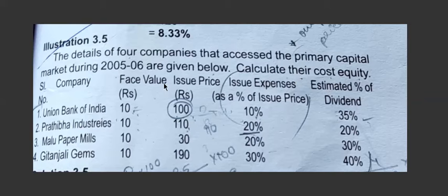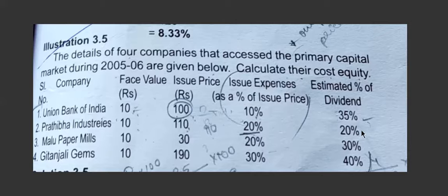Hello students, this is another problem under cost of equity where the information of four companies is given. You have to compute cost of equity. I'll read out the problem. The details of four companies that accessed the primary capital market during 2005-6 are given below. Calculate the cost of equity, face value, issue price, issue expenses as a percentage of issue price, estimated percentage of dividend.